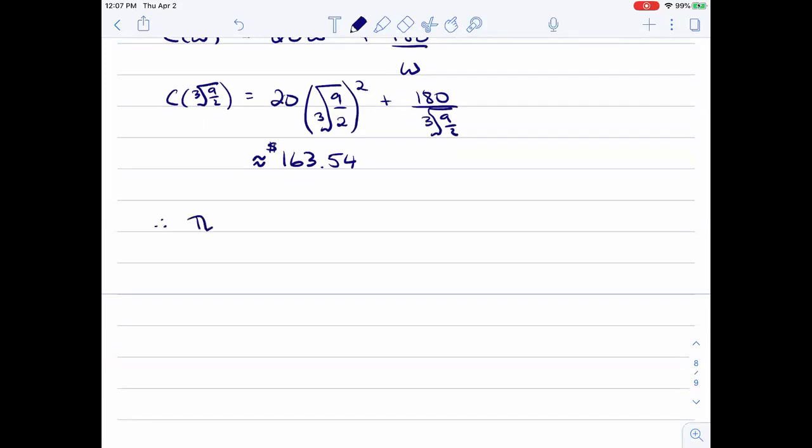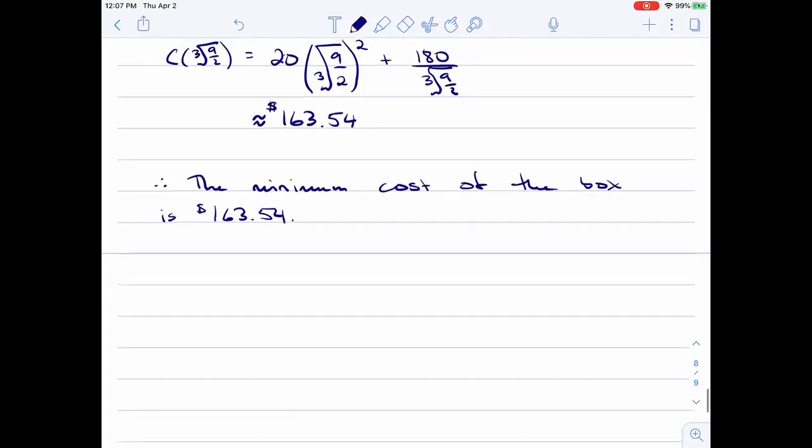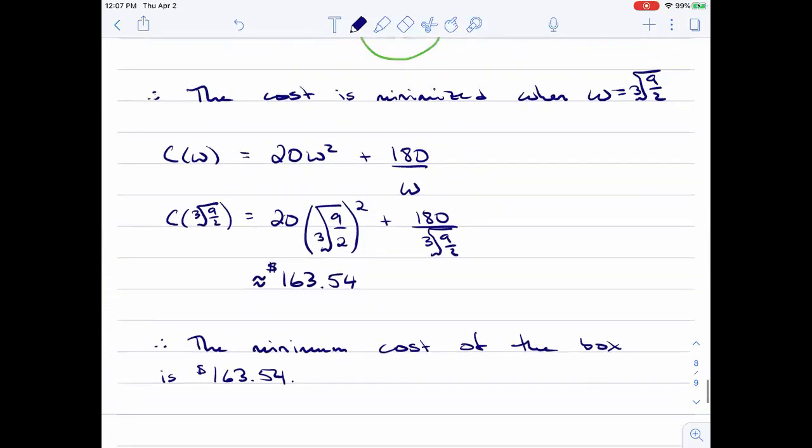Therefore, the minimum cost of the box is $163.54. Nice. All right.